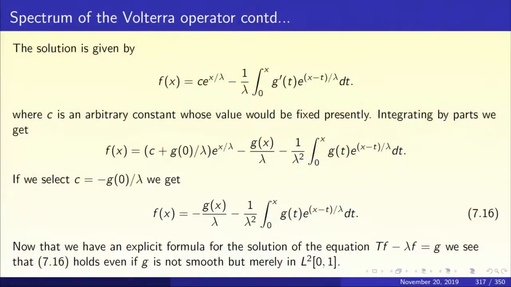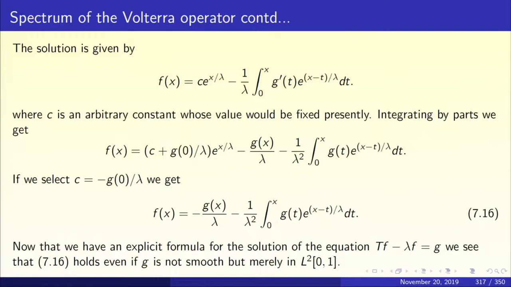So let's recapitulate what we did in the last lecture. We were trying to examine whether a non-zero lambda can be in the spectrum of the Volterra operator. And we were looking at the surjectivity of T minus lambda I, where lambda is not equal to 0. So we take an element g in L2 and we are trying to solve the equation (T minus lambda I) f equal to g.